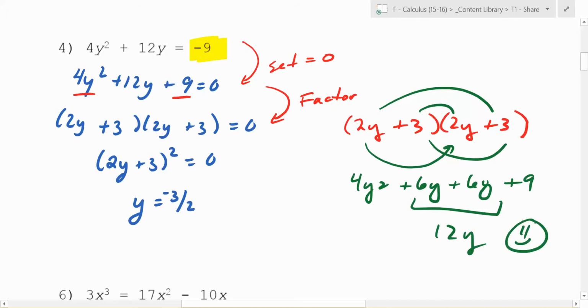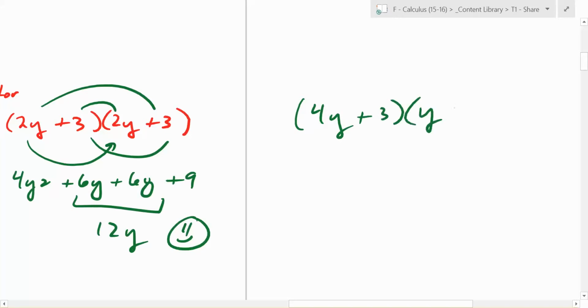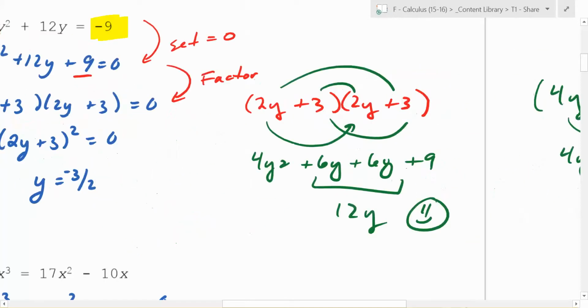That does check. Now other things you might have tested before you got there, you might have tried 4y plus 3 and y plus 3, because technically 4y times y is 4y squared. But then you get 12y plus 3y plus 9. Is that the right answer? 15y makes you sad because that's not what you're looking for. So you just have to test.